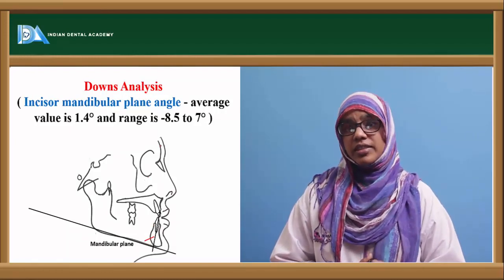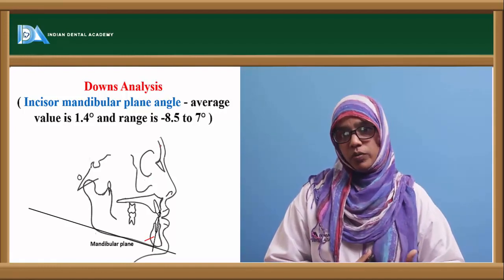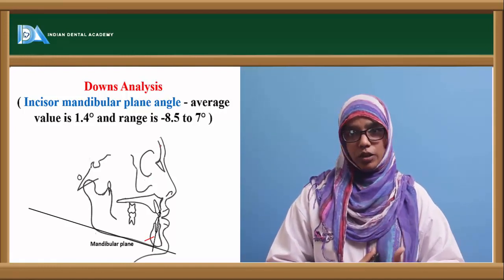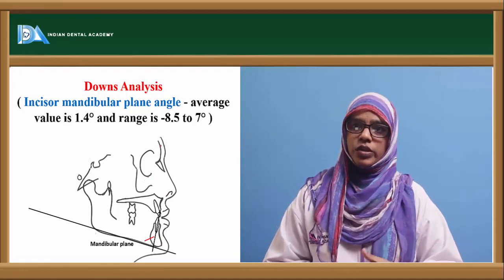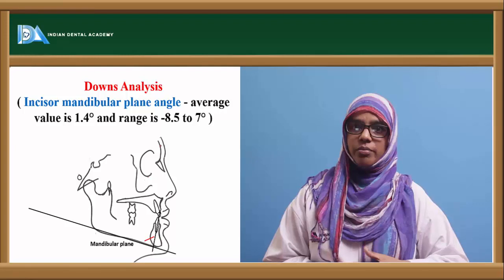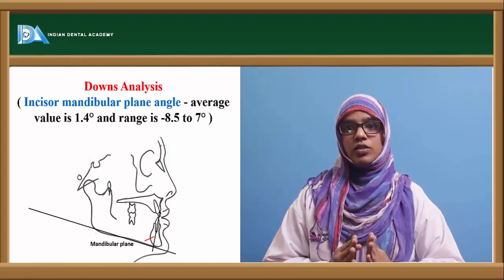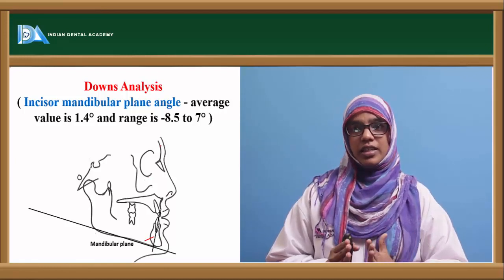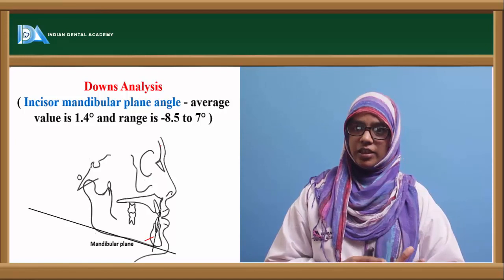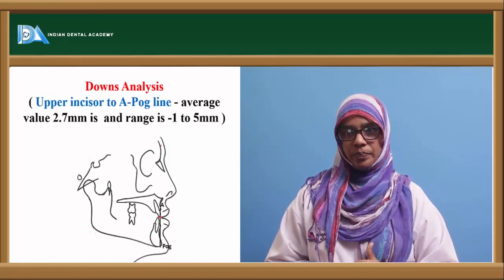The other one is the incisor mandibular plane angle. Now it is an angle formed between the vertical axis of the lower incisor and mandibular plane angle. Now its average value is 1.4 degrees and the range is minus 8.5 to 7. The angle decreases in case of mandibular retrognathism, okay, that is the incisal inclination decreases. If the incisal inclination of the lower incisor increases, the angle will increase.